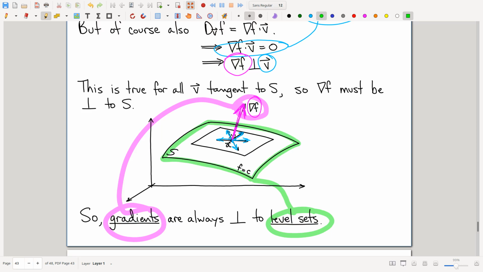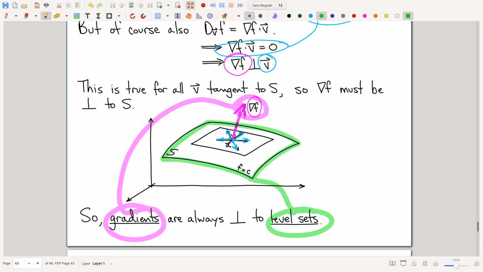Specifically, be careful about this, the gradient of a function f is always perpendicular to the corresponding level set of that same function f. But, rolls off the tongue more nicely if you say gradients are always perpendicular to level sets. So, really nice fact. One last little quick comment.